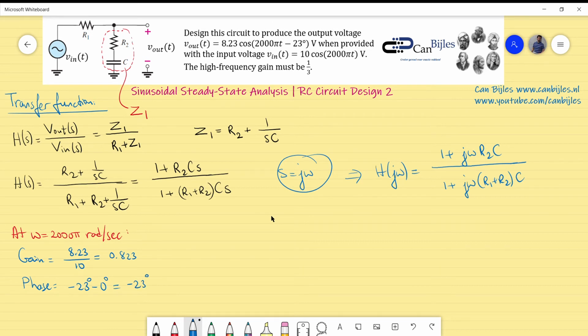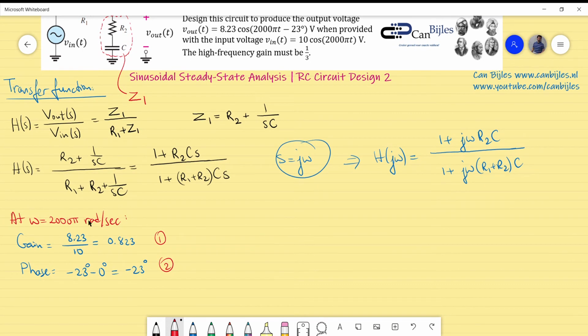So I have now two situations, two given data, 1 and 2. For the gain, I have this, and for the phase, I have this. It will be handy. Of course, I have also the high frequency gain. Let me write down also, but it is not on this frequency. So for omega approaching infinity, I have a gain of 1/3. Okay, that's actually this situation.